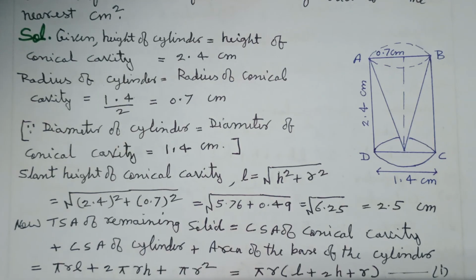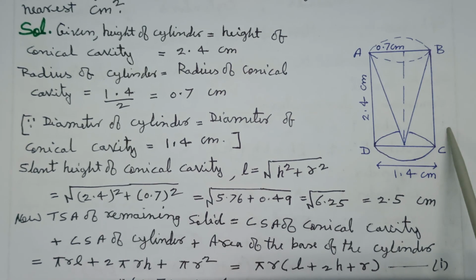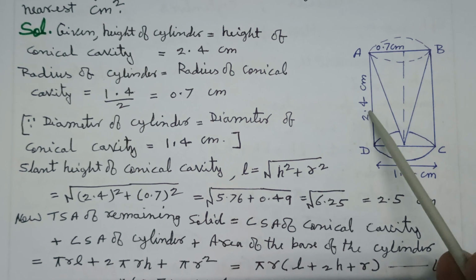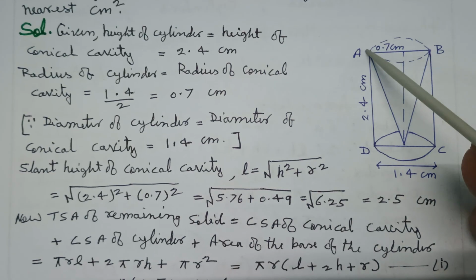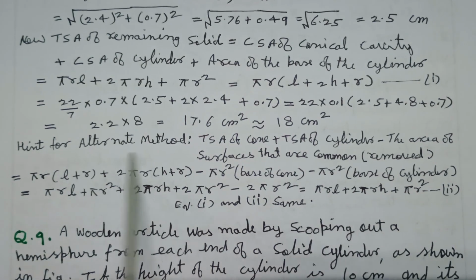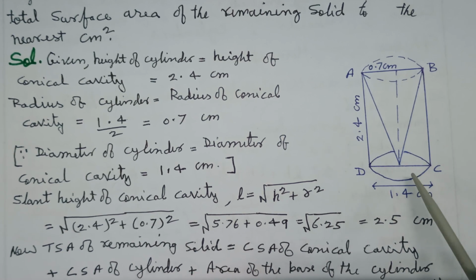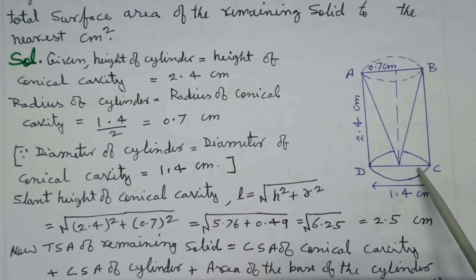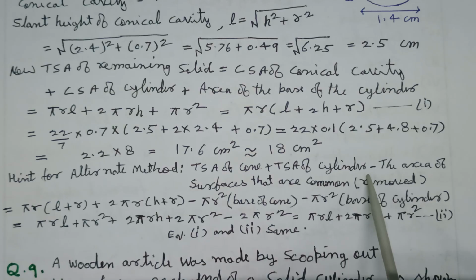Now with the general formula applicable to all questions, here we have to find out the total surface area, TSA, of both solids. So one solid is this cylinder and another is cone in the form of cavity. So total surface area of the cone plus TSA of cylinder minus, what we have to do, the surface area of the common part which is hidden or not available in the remaining solid. So the hint for the alternate method is TSA of cone plus TSA of cylinder minus the area of the surfaces that are common and removed.